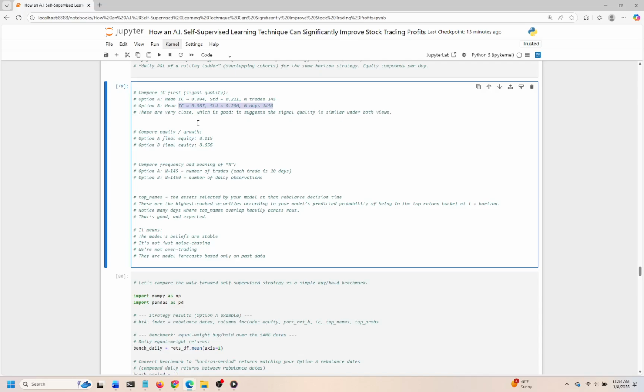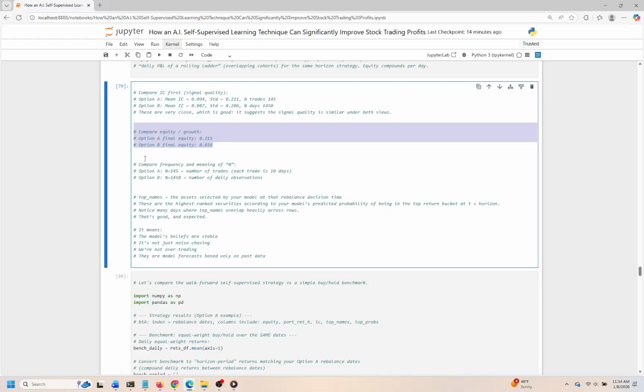Next, we're looking at final equity figures that indicate the performance of each option over time. Option A finishes with an equity of 8.215, while option B takes the lead at 8.656. This disparity is crucial as it highlights that more frequent observations can potentially lead to better financial outcomes, reinforcing the value of extensive monitoring within trading strategies.